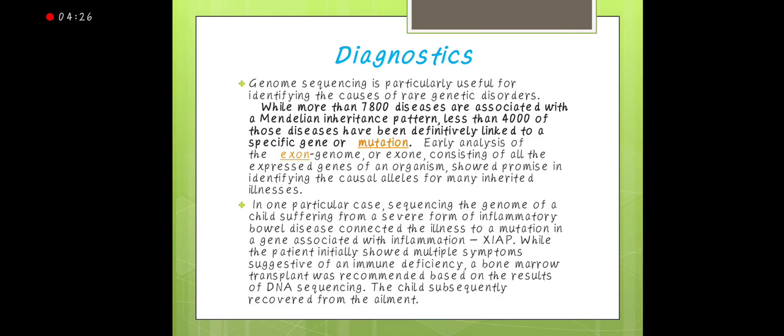In one particular case, sequencing the genome of a child suffering from a severe form of inflammatory bowel disease connected the illness to a mutation in a gene associated with inflammation, XIAP. While the patient initially showed multiple symptoms suggestive of an immune deficiency, a bone marrow transplant was recommended based on the results of DNA sequencing. The child subsequently recovered from the ailment.